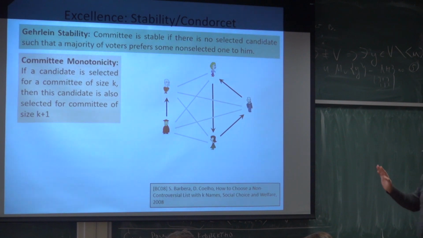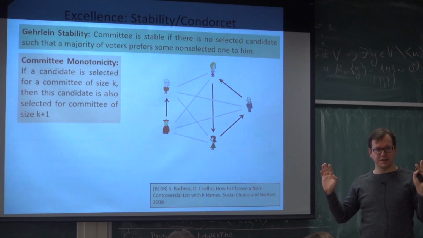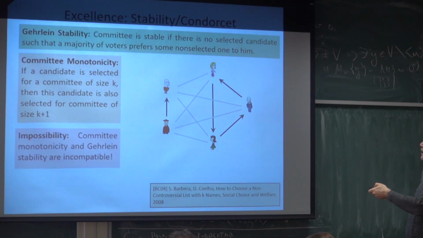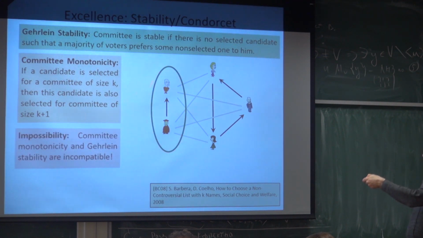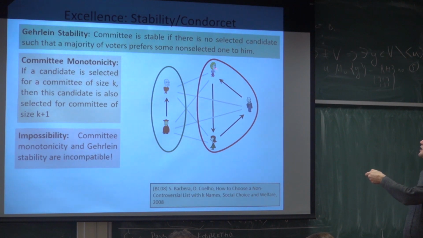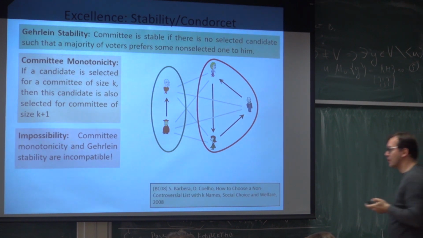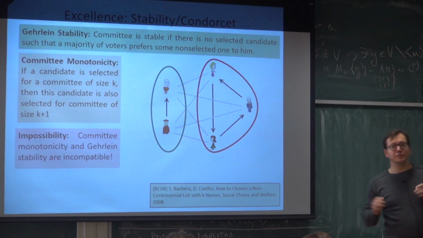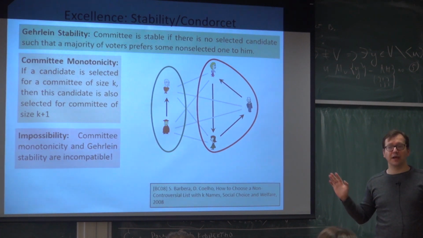So we had these two basic conditions, and you cannot have both of them, because this is a Gehrlein-stable committee of size 2. This is a Gehrlein-stable committee of size 3. And that's it. When you increase the size, you cannot just add something to this committee to maintain stability. Okay? So we named two nice axioms, and you cannot have both of them.